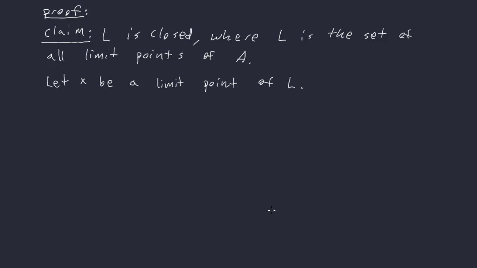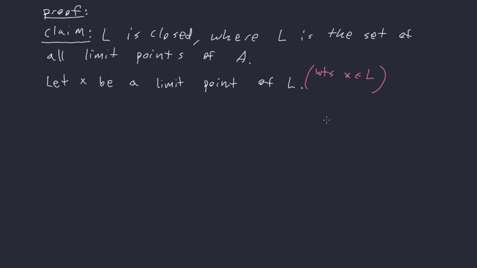All right, now, to show that L is closed, all we need to do is show that X is in L. So I'm not actually supposing X is in L. I'm just supposing that X is a limit point of L, and we want to actually show it's in L. And if we can do that, since X is arbitrary, it will show that L is closed. And we might get something a little more while we do this as well.